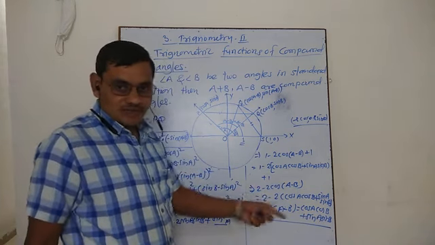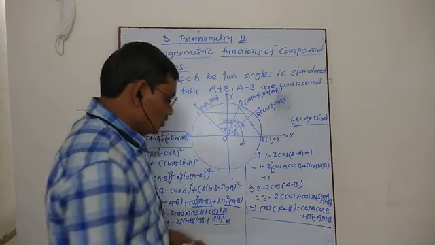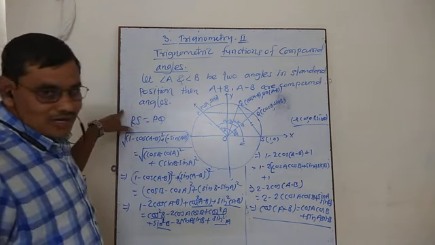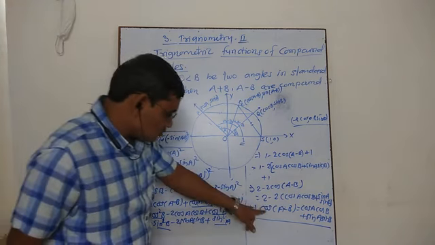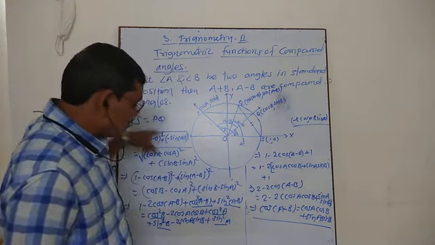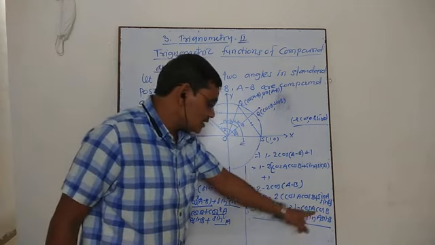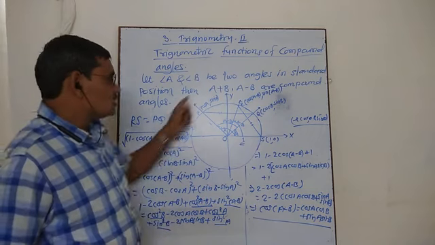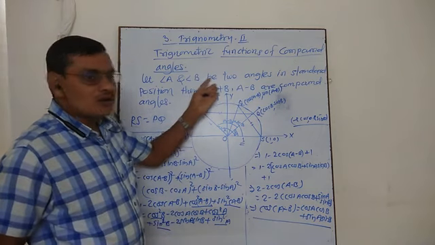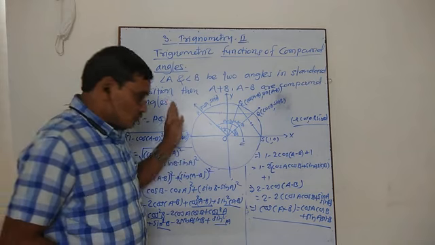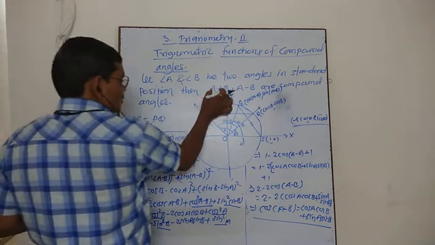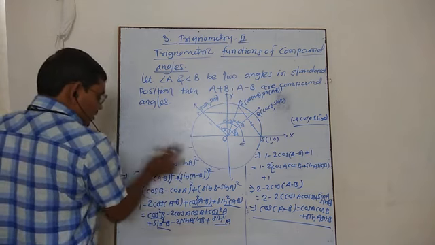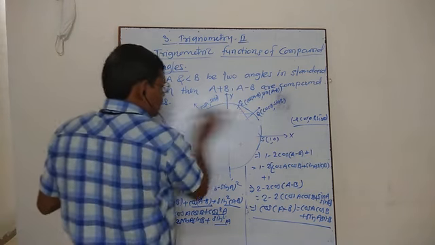Similarly, we find sin a minus b, tan a minus b, and so on. So this is the proof of the first theorem, first part. Cos a minus b is equal to cos a cos b plus sin a sin b, and from this we find the other trigonometric functions at a minus b. Similarly for a plus b also. So we write the formula for cos A plus B.